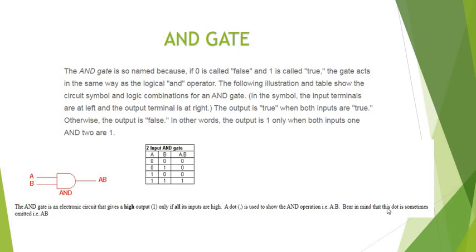Bear in mind that the dot is sometimes omitted. You can just use it as a dot. Without a dot, A B, you can use it as AB, as you are all aware. And then the truth table shows that if the gate has low outputs, the value always shows you false. The next gate.